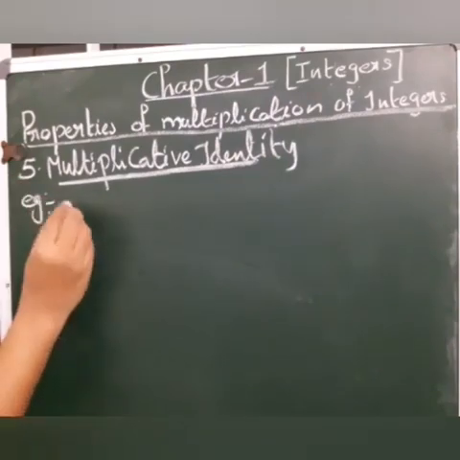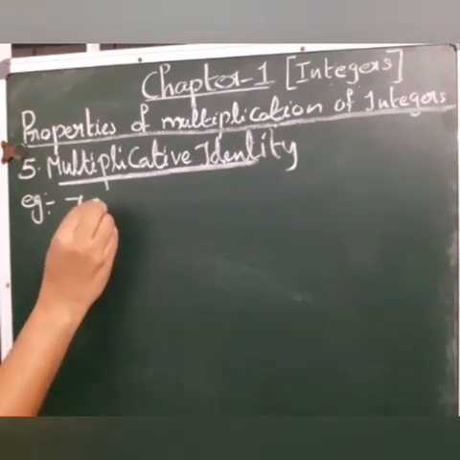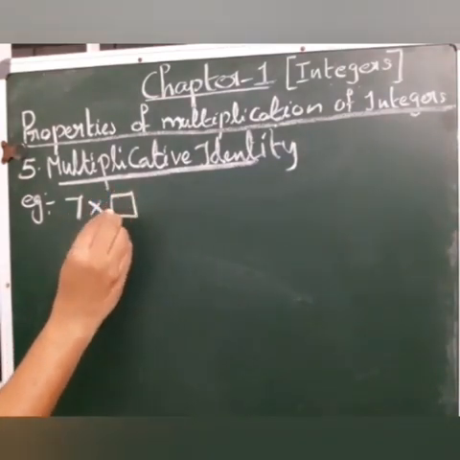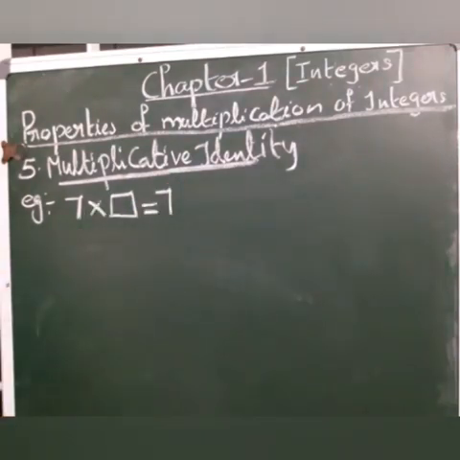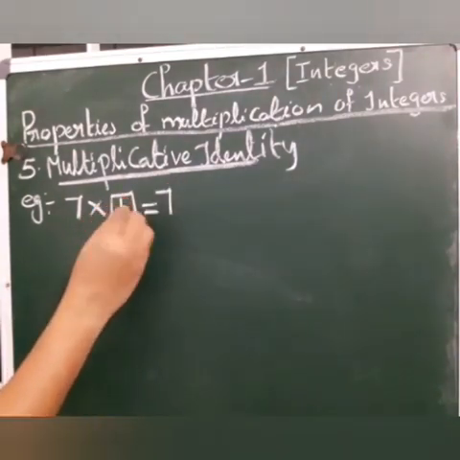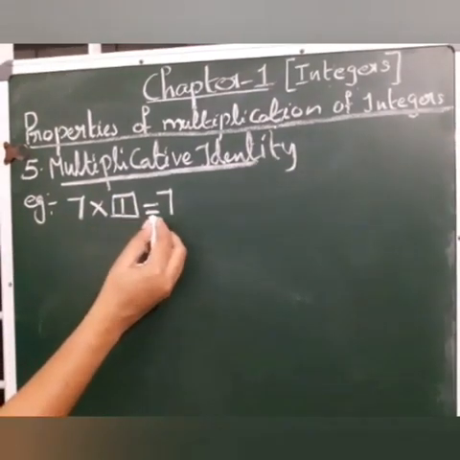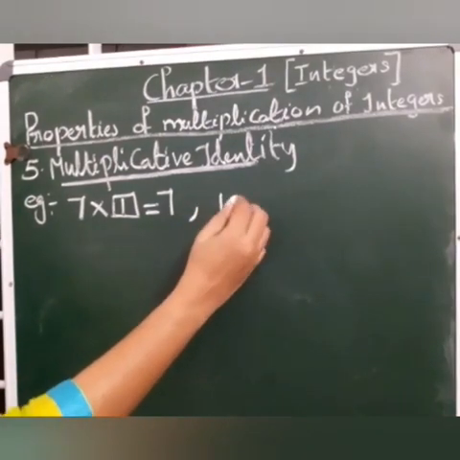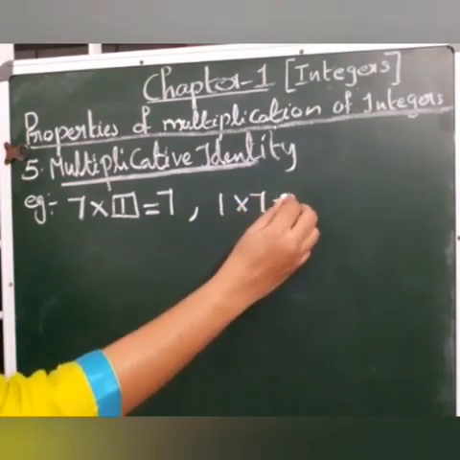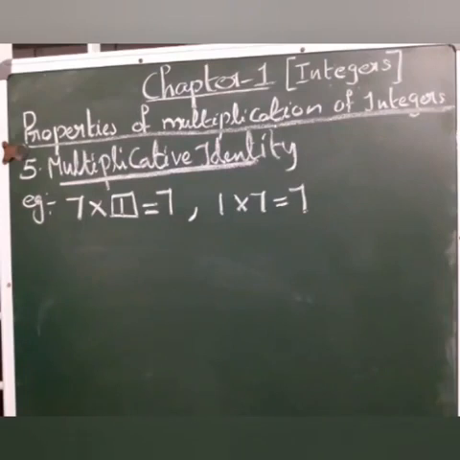Take one integer 7. What should be multiplied with 7 to get the product as 7 itself? The integer is 1. That is 7 multiplied by 1 is equal to 7. This we can write as 1 into 7 is equal to 7 because product of two integers are commutative.